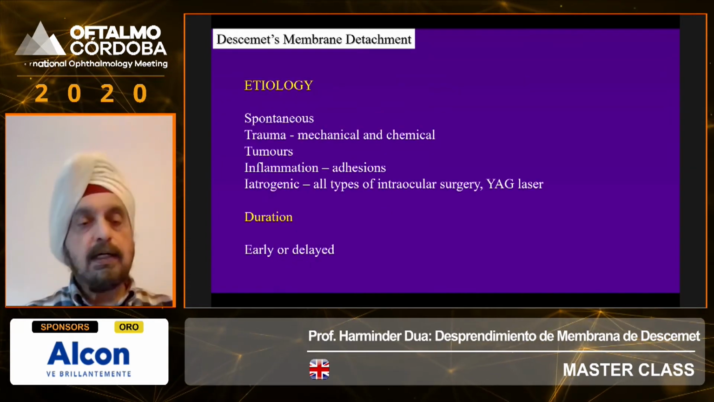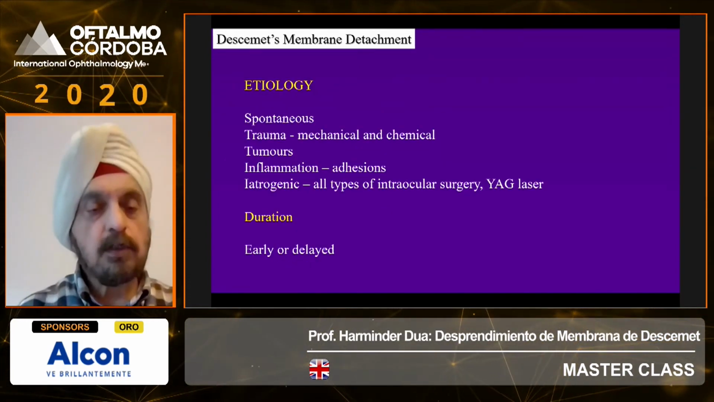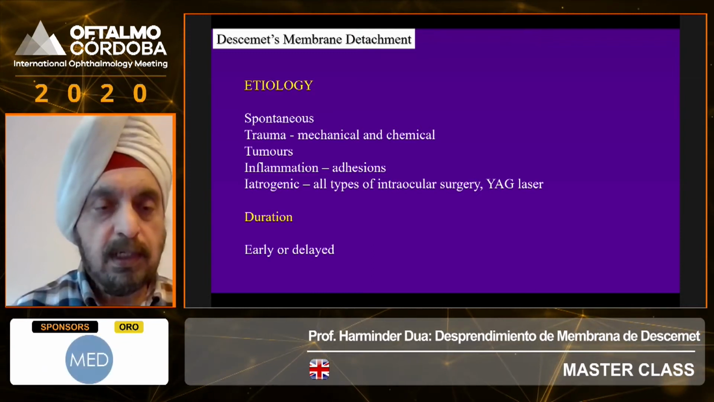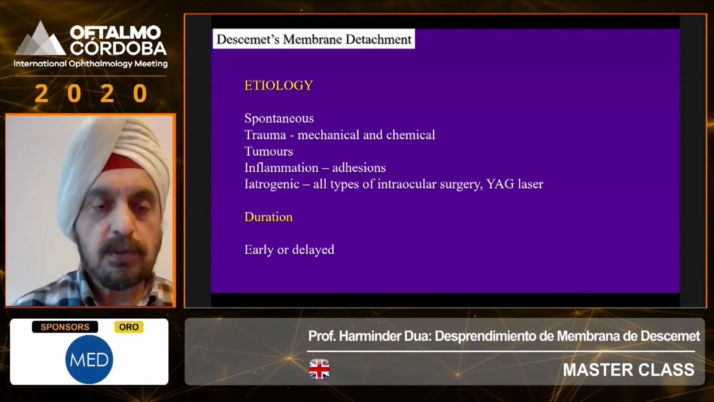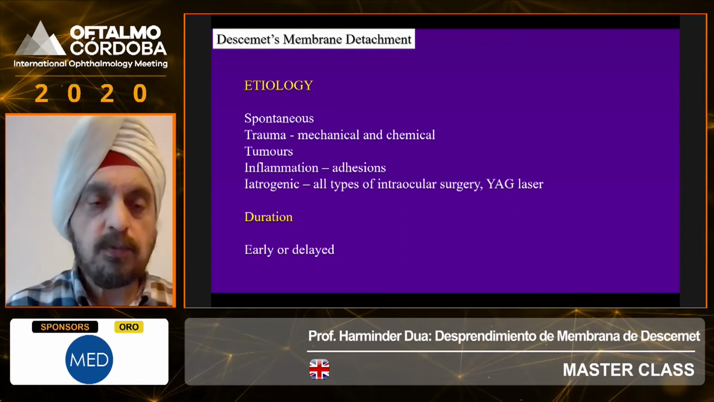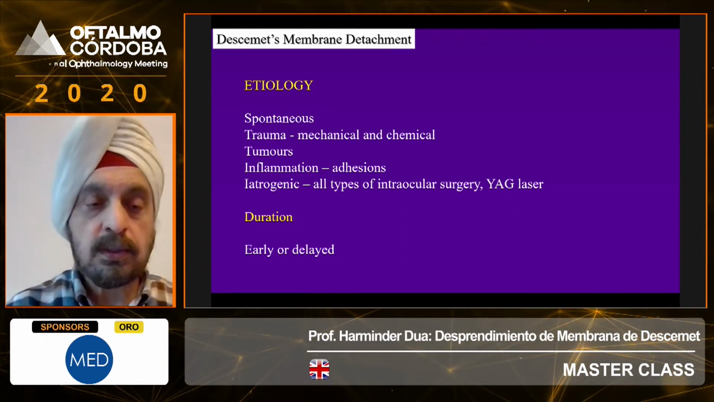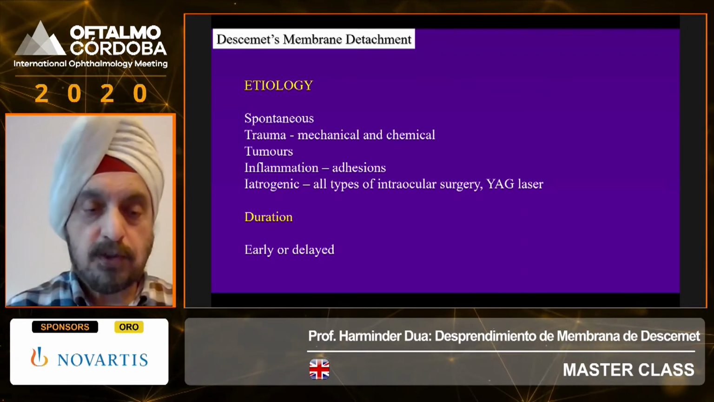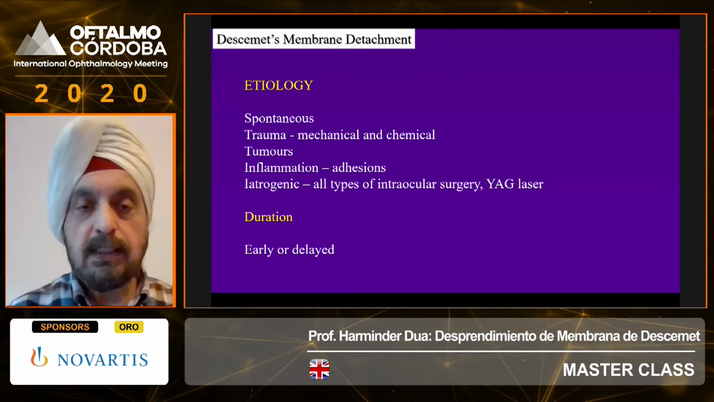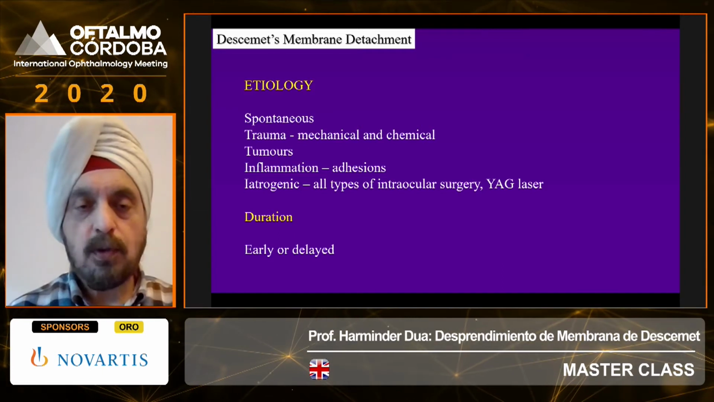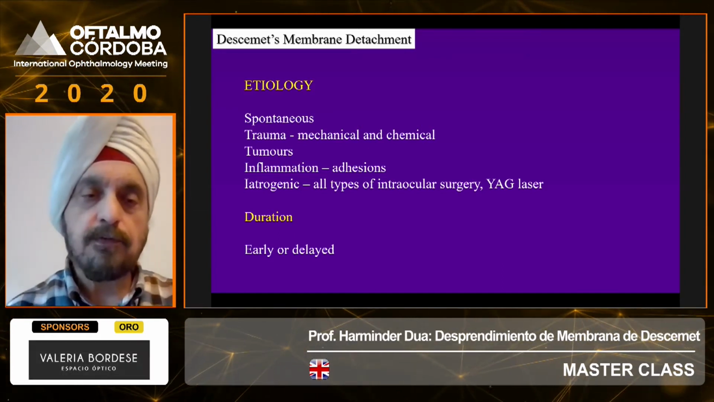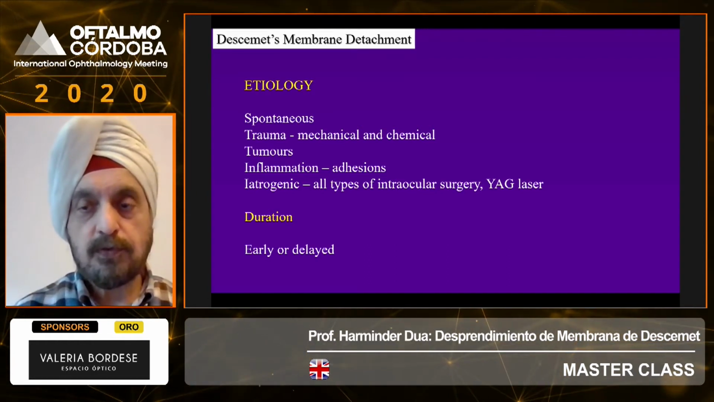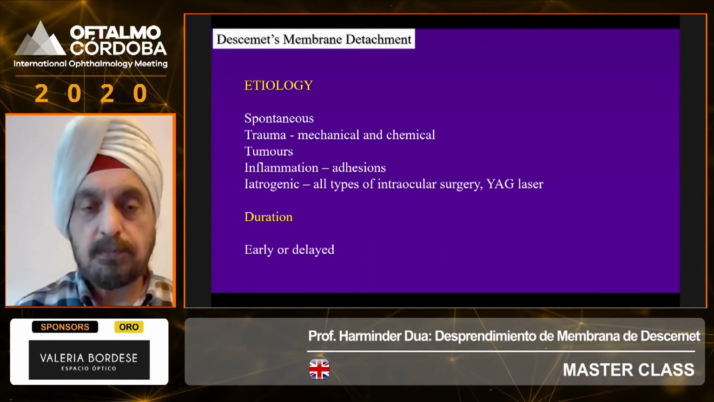Now, what we see is that whatever the cause, the symptoms are always the same, and the causes can be spontaneous. It can be due to trauma, which can be surgical or non-surgical, and it can be due to tumors and inflammation. And it can be early or delayed in the presentation. So all those make a difference in terms of the manifestation, the options for treatment, and the outcomes of the treatment.